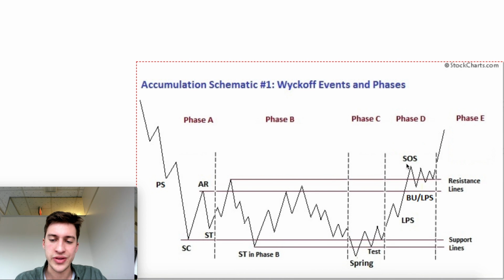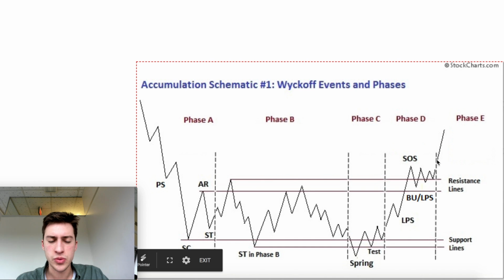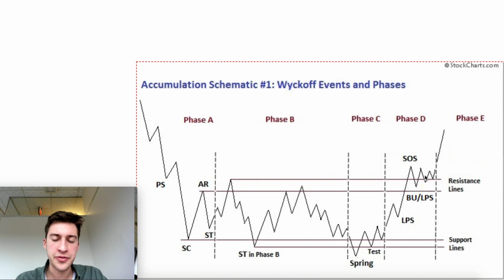And then we're going to get the SOS, the signs of strength. This is going to be price advancing on very high momentum and on very, very high volume. And this typically occurs after the spring and in phase E. So what's going to occur here? Well, at this point, institutions have already accumulated positions and are ready to mark the price up so that they can make money and sell at a better price.